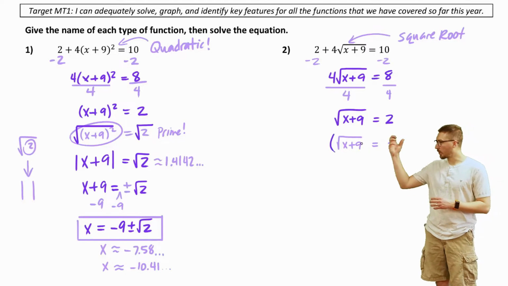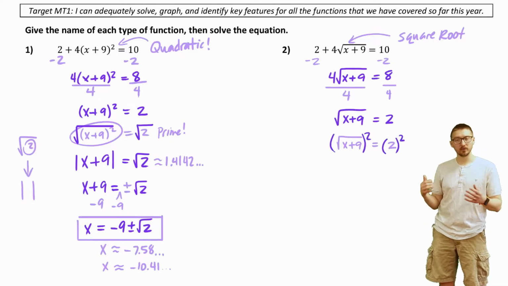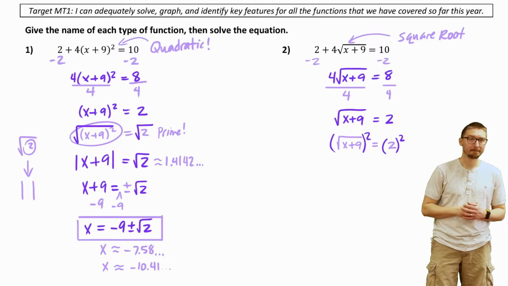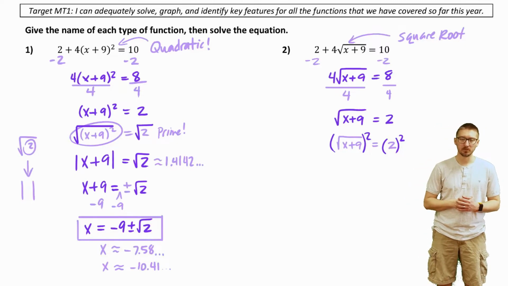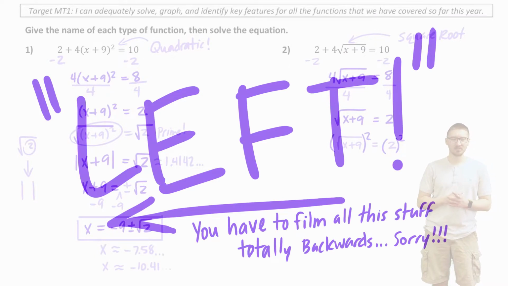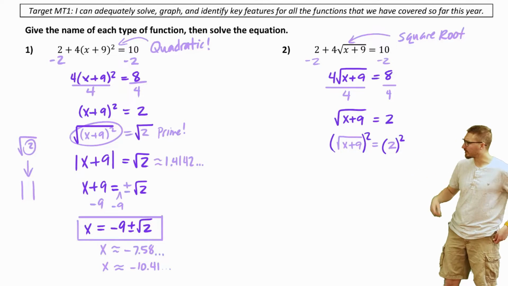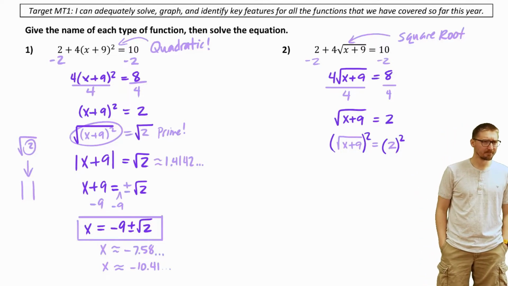So I'm going to go ahead and square the left-hand side and square the right-hand side. You can't just square one side and be done. You have to do both sides at the same time. And so here, 2 squared is pretty easy. You just get 4, 2 times 2. But on the right-hand side, I said that the square root and the square cancel each other out. Am I just left with x plus 9? Or do I need absolute value bars here?